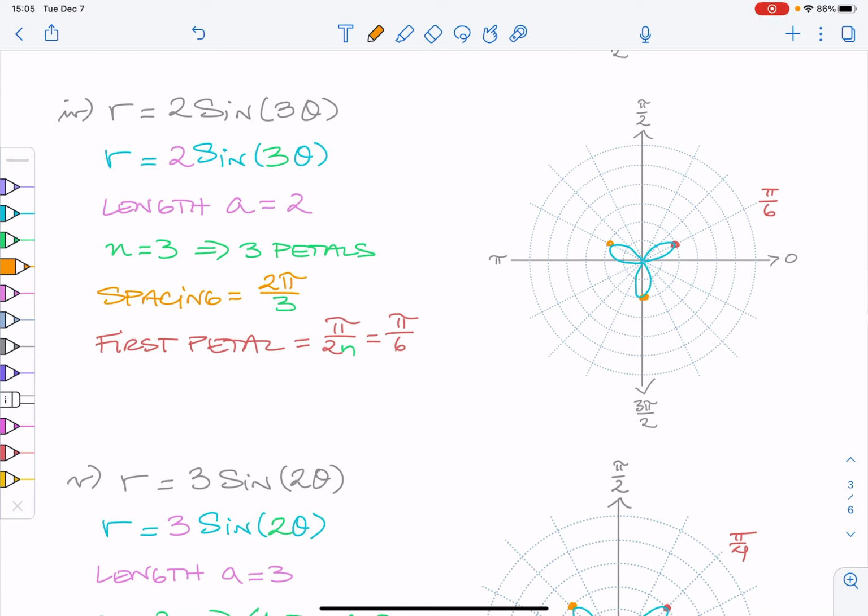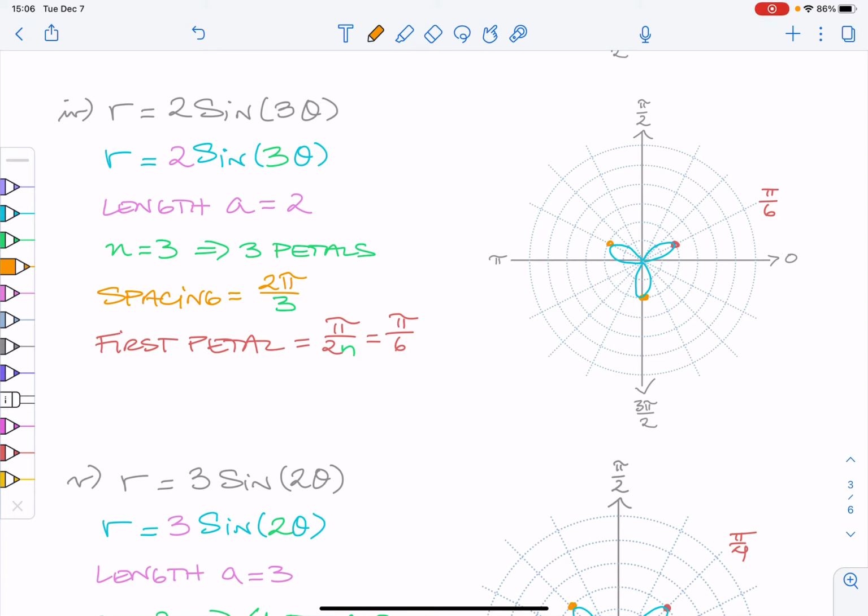Okay, so what do we have here? r equals 2 sine of 3 theta. So the petal length is 2. n is 3, which is not divisible by 2, so we have 3 petals. So the spacing is 2 pi divided by 3 petals. However, the first petal is at pi over 2n. So since n is 3, it's going to be pi over 6. So my first petal is at pi over 6, and then I go from there 2 pi over 3, or 120 degrees away from 30, which is 150, right?